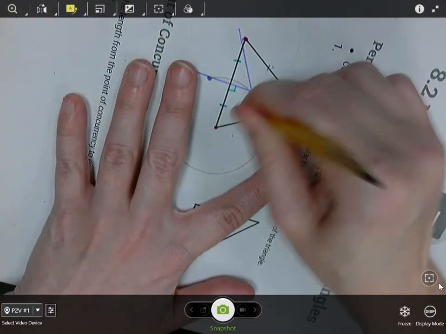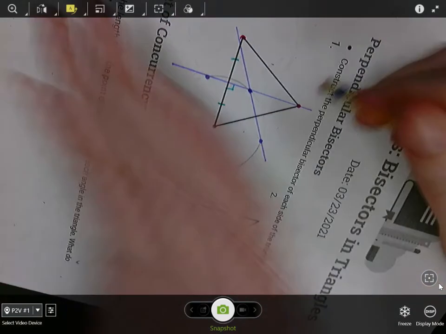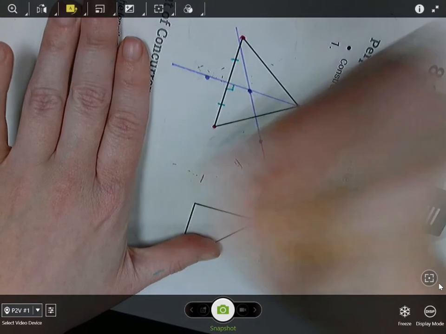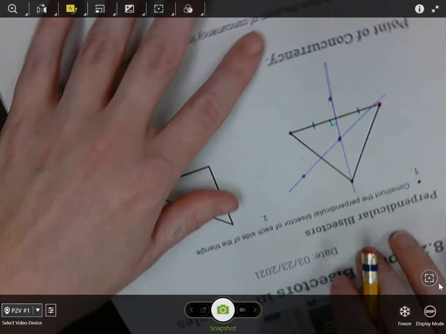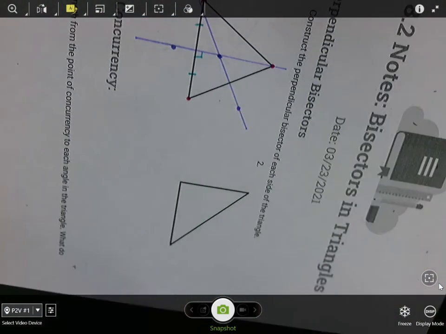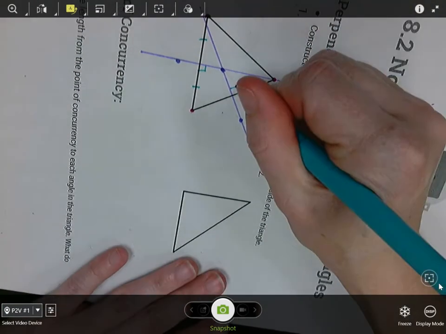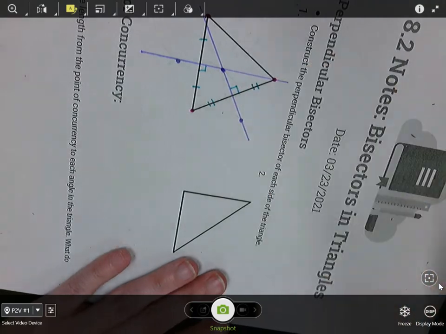Now I'm going to erase these arcs because I've got one more to do. You got it. So now I'm going to turn my paper to this. Oh, sorry guys, I forgot to tell you that now that you drew this line, it is perpendicular to that side, and this side is congruent to that side.